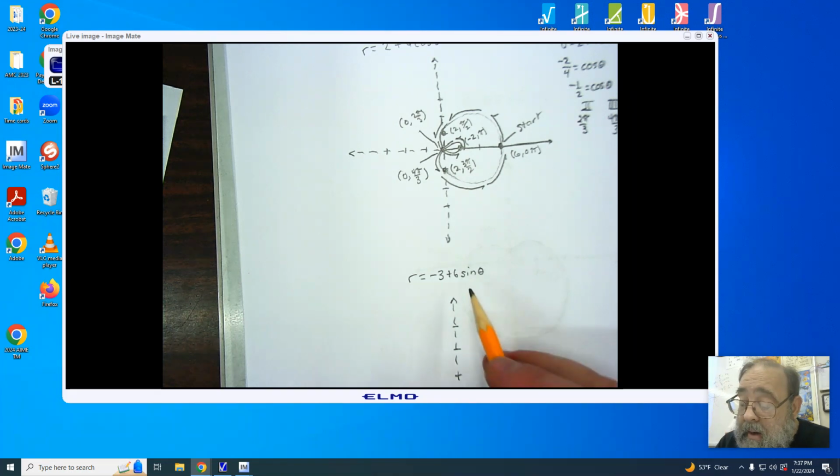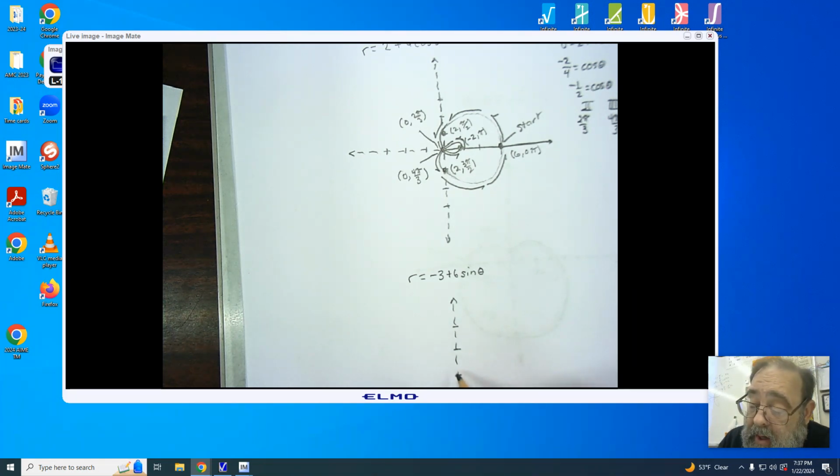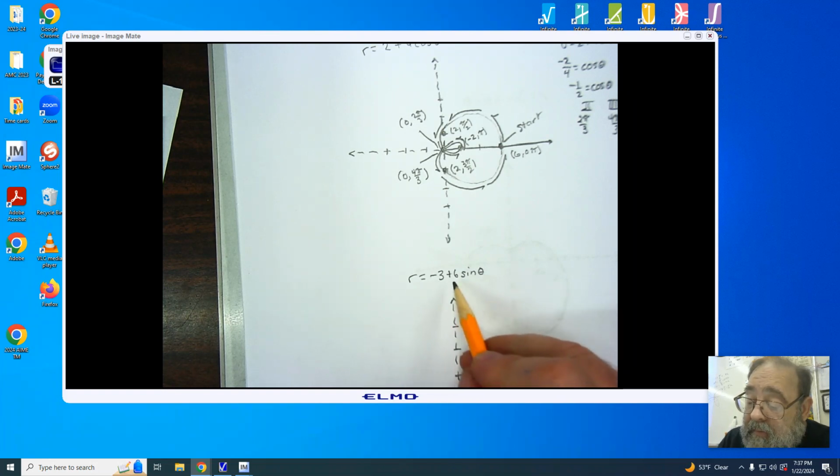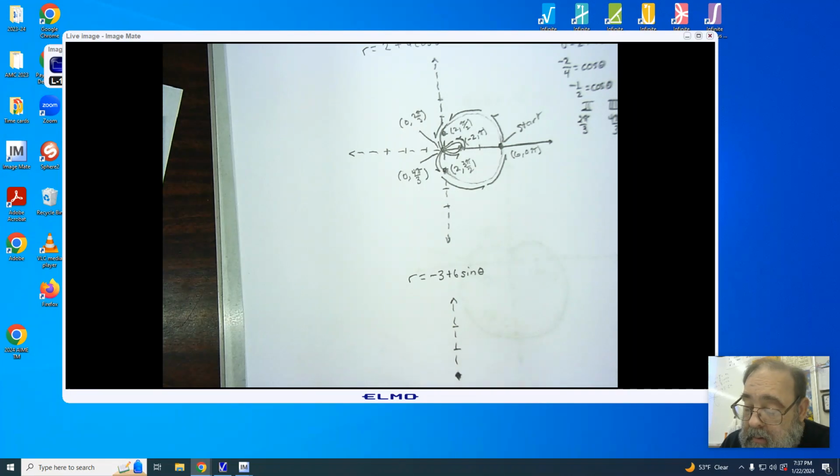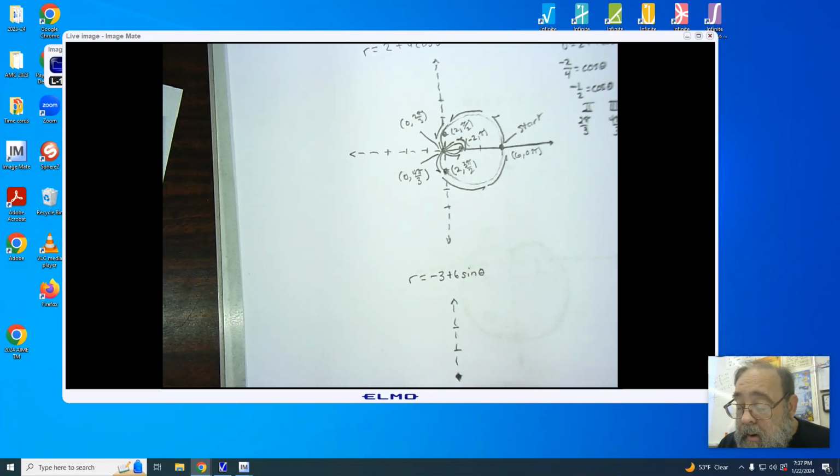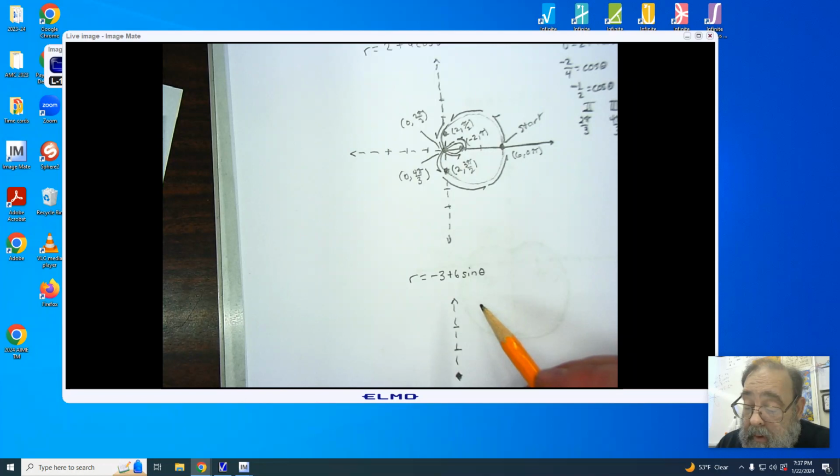Now I'm going to put in pi over 2. Pi over 2 is a +3. See how I have -3 plus 6? It's +3. Wow, that forced us up. Then we're going to head to our next value, and that's going to give me, let's see, pi would be next. That's going to give me -3. So at pi, we're now over here.